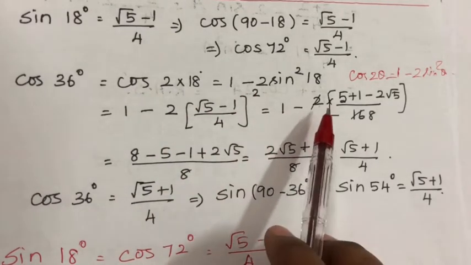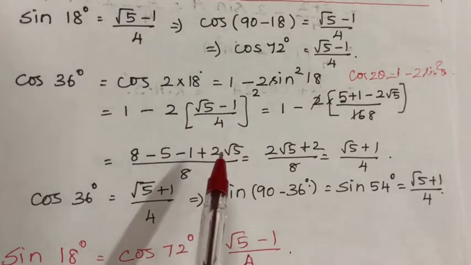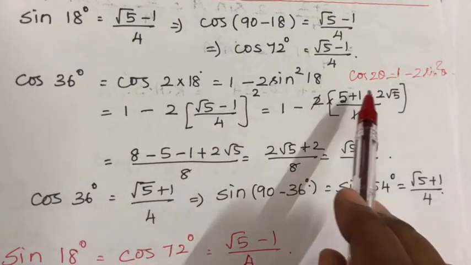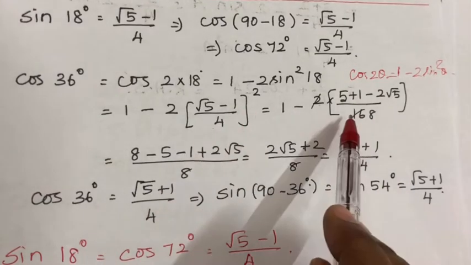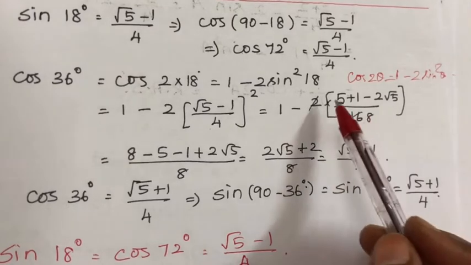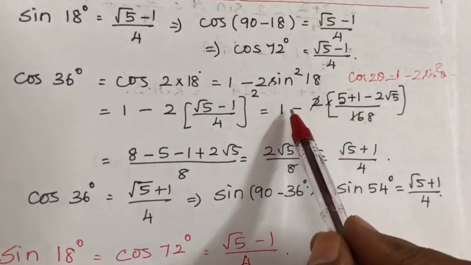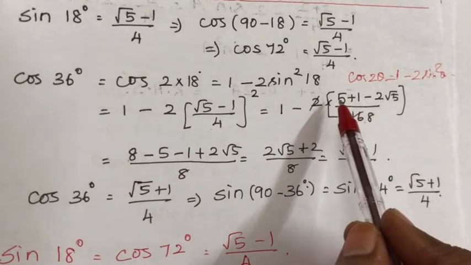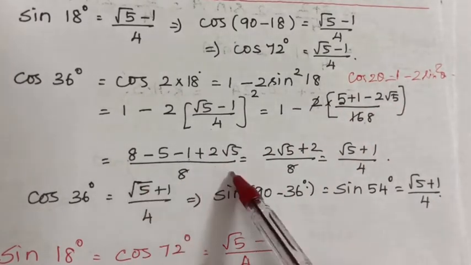That is 1 minus 2 into a minus b the whole square. Okay. So, a square, that is root 5 square 5, 1 square 1, minus 2 root 5 divided by 4 square is 16. Okay. So, we can simplify this 2 and 16. So, it is 8 upon, we can take LCM also with this 1. So, 8 minus 5 minus 1 plus 2 root 5 divided by 8.